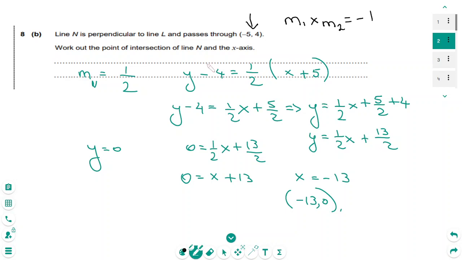To find the point of intersection between the line N and the horizontal axis, all we need to do, remember that on the horizontal axis, y is 0. So we use this equation we found, and we use y equals 0 and find the x coordinate. So x is -13, so the point of intersection with the x axis is (-13, 0). This is the x-intercept.